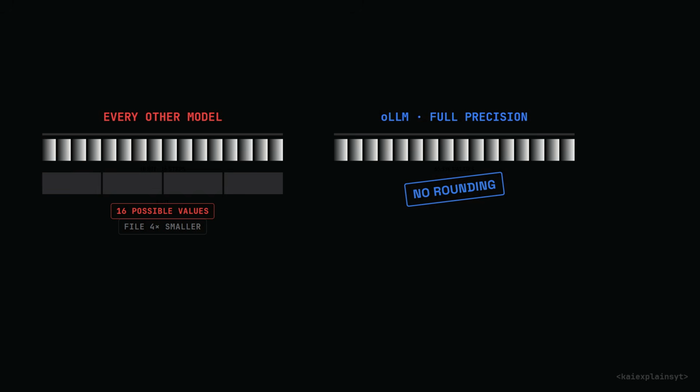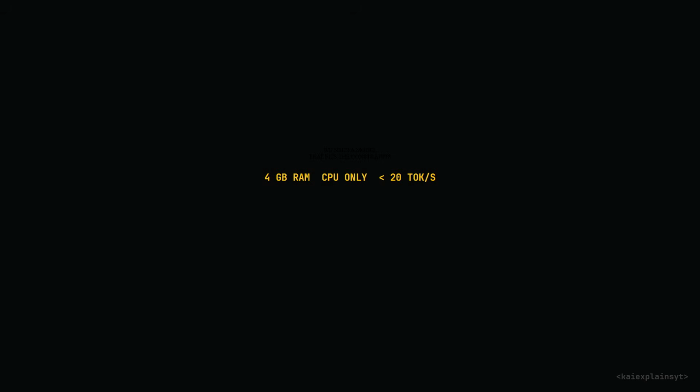oLLM does not do that. It runs 16-bit weights and keeps the cache at full precision on purpose, because rounding is exactly the thing it is trying to avoid. Which means the model answering your questions is the model that scored the benchmark, not the compressed copy. That is the one place oLLM is not making a trade.